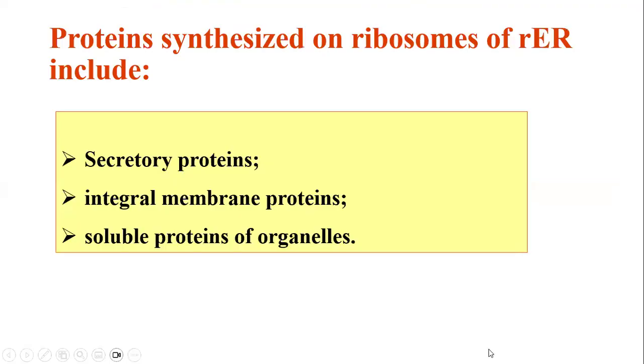So the proteins that are synthesized on the rough endoplasmic reticulum have three destinations. Either they are proteins that are secreted outside the cell, or they are components of the integral membrane, or they are soluble proteins of the cellular organelles.